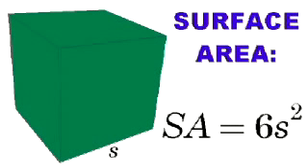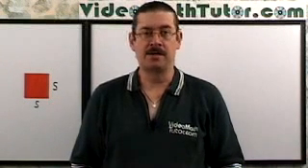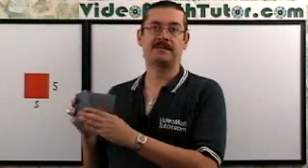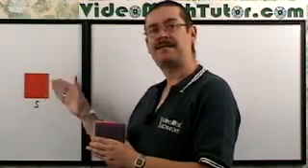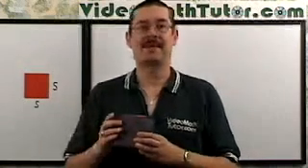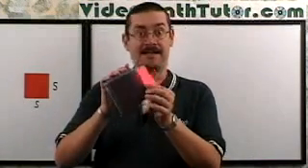Given side S again, the formula for the surface area of a cube is SA equals 6 times S squared. To visually see this formula for surface area of a cube, first let's consider one face. Its area is going to be side times side, S squared. But we have 6 faces to a cube, so we can visually see it like this.